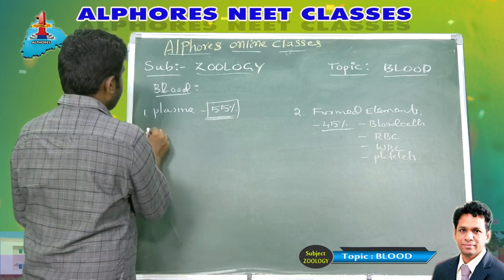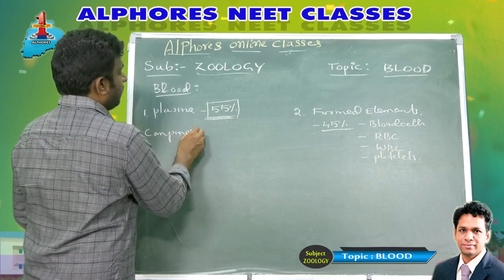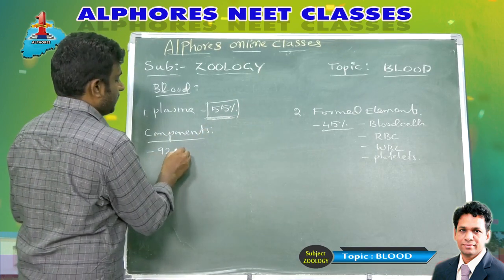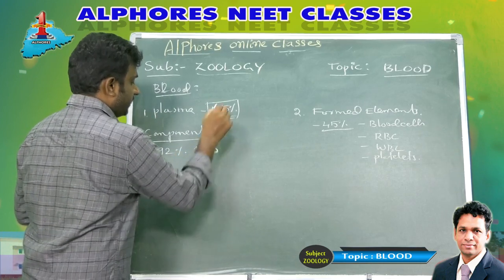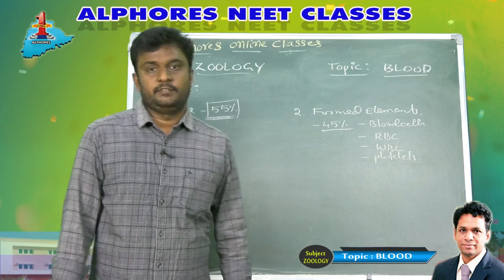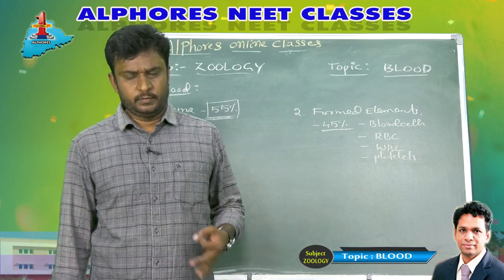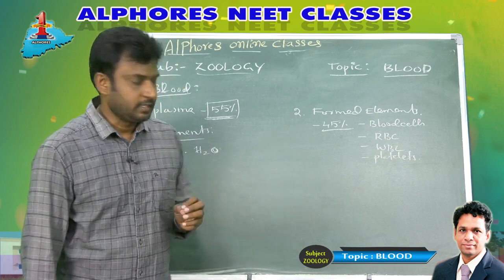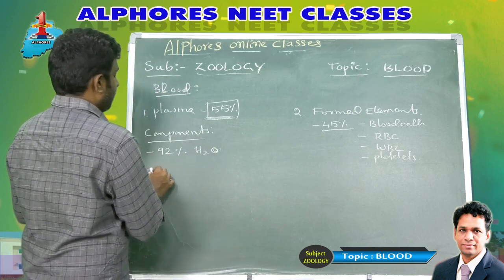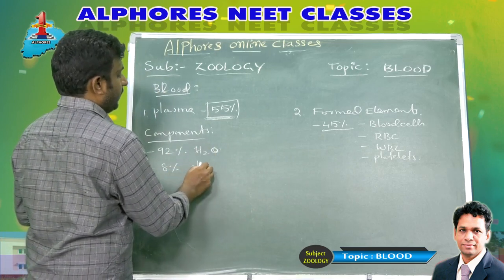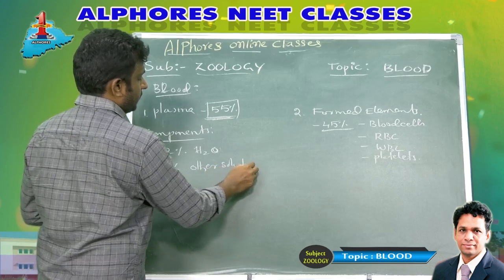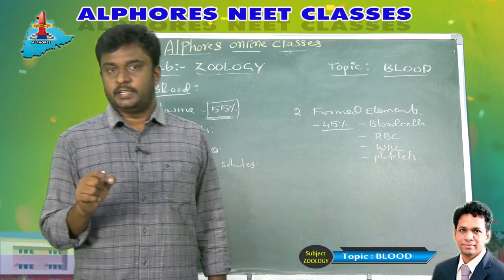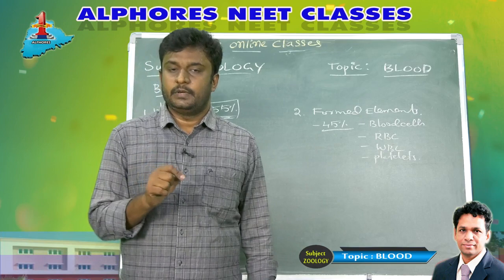Now, what are the components present in the plasma? In the plasma, 92% is water. Most of the blood's amount consists of water only. So 92% of the plasma constitutes water, and the remaining 8% consists of other solutes.